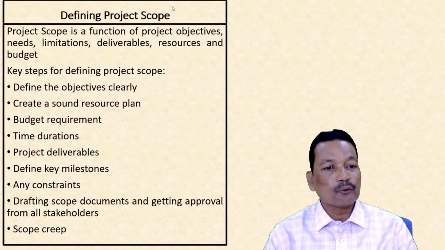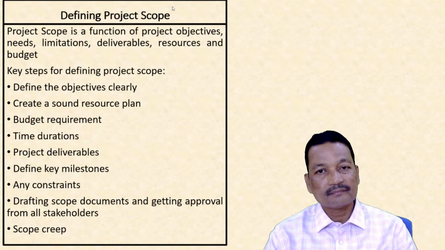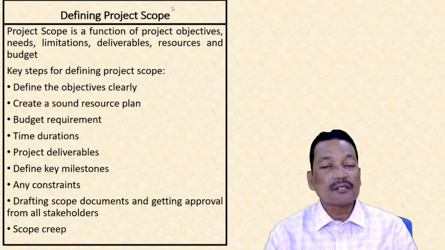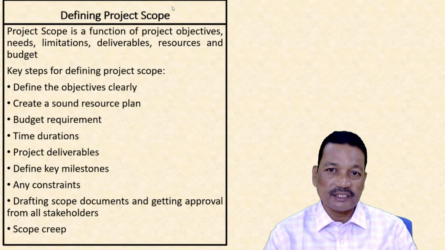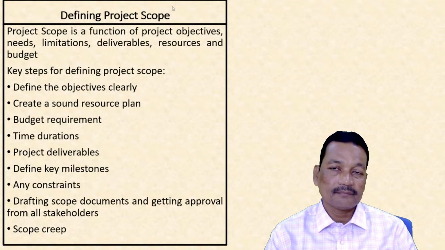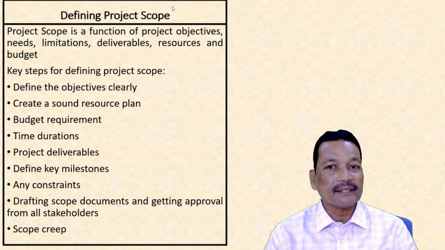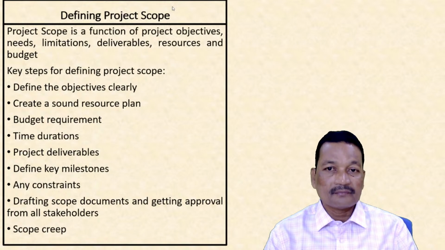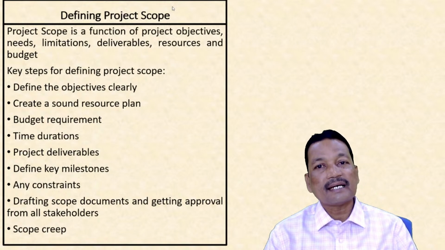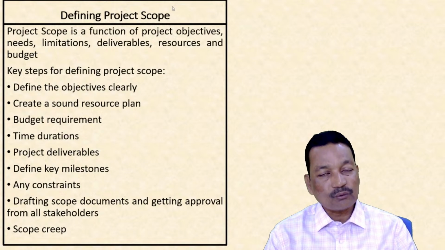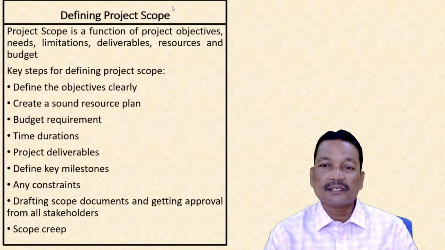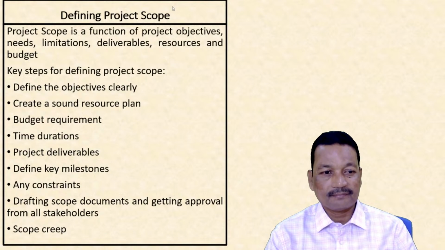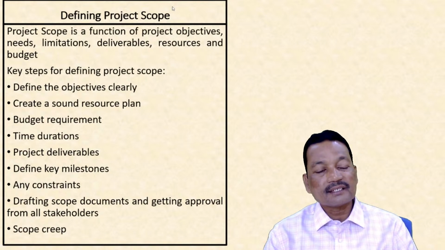Then next is project deliverables. When we say deliverables, what is the outcome or the output that we are going to generate out of the project? This output can be in terms of products as well as services. Now, the deliverables, as we know, the better the quality, the better the deliverables are accepted in the society or in the marketplace.